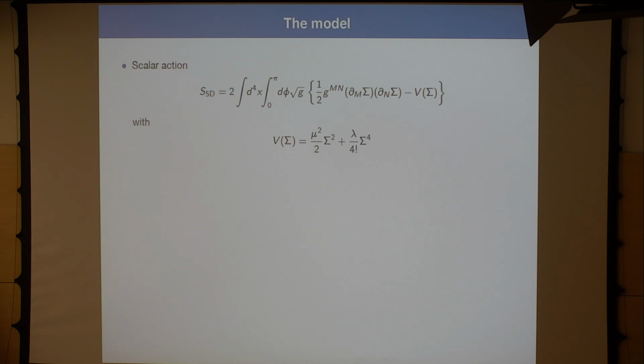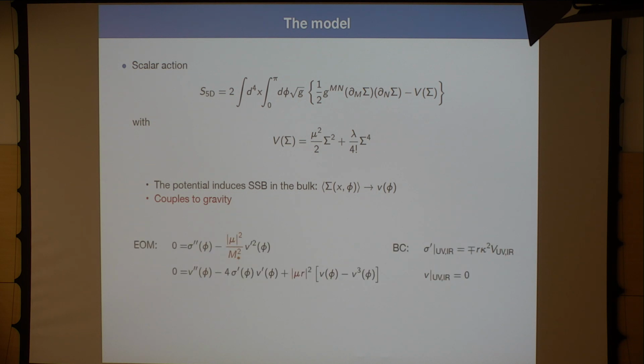So this is going to be the model. We introduce this action here with this potential that's going to induce a spontaneous symmetry breaking on the bulk for the scalar. We're going to use the VEV of the scalar to be the mass of the fermions with the Yukawa term. And also we're going to consider the coupling to gravity. We could do this without considering back reaction, but we're going to use it just to see how it changes the metric, if it's consistent or not.